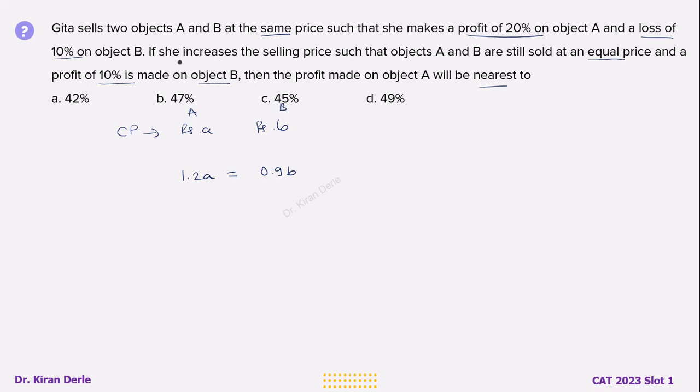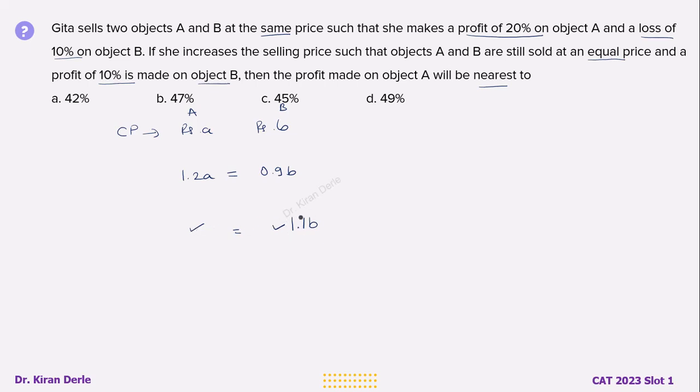But if you read this, if she increases the selling price such that objects A and B are still sold at an equal price, right? So selling prices are increased, still they are sold at the same selling price, and a profit of 10% is made on object B. So on object B 10% is made, so the selling price of object B is now 1.1B, right? I hope you're understanding.